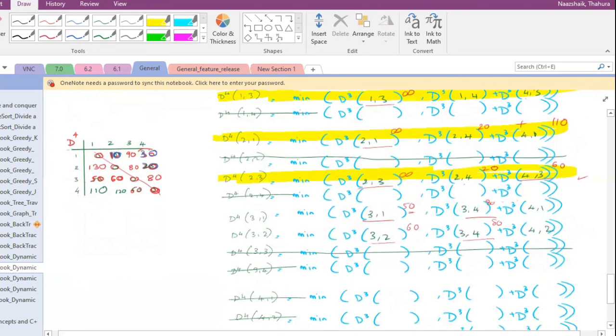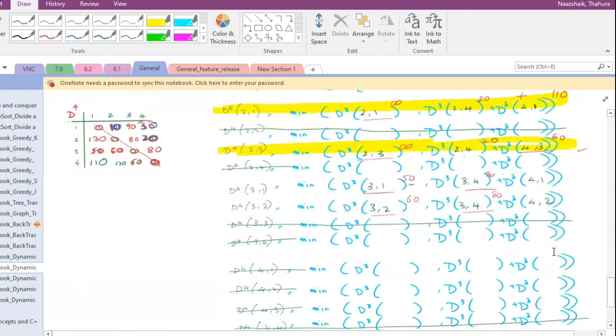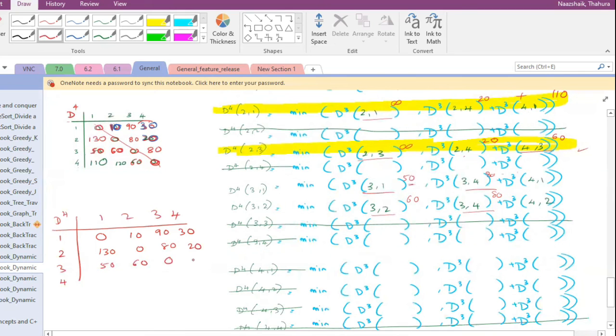So if you see, this is your final matrix. So I just rewrite the final matrix. After solving this all source shortest path, you got this matrix. Right? So you have 10, 90, 30, 130, 0, 80, 20, 50, 60, 0, 80, 110, 120, 60, 0, right? So if you look at it, there are no more infinities.